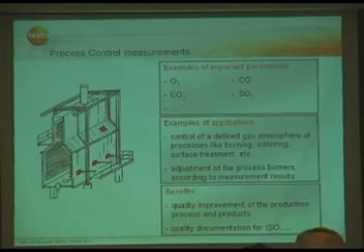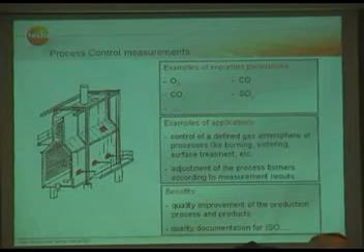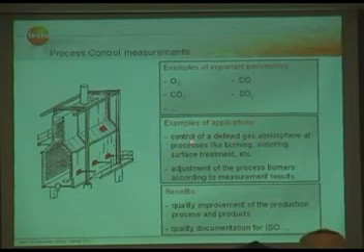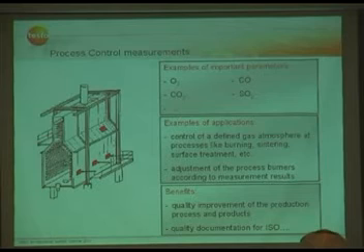Then we have process control measurement. This really depends on the application, but mostly O2, CO, CO2, or SO2 is being measured. There are different examples where you can use our analyzers. You can control a defined gas atmosphere at processes like burning, sintering, and surface treatment. That means at different spots within the oven, you can see if there is an O2 leakage or if you have an increase of NOx because of high temperatures, which shouldn't be there.